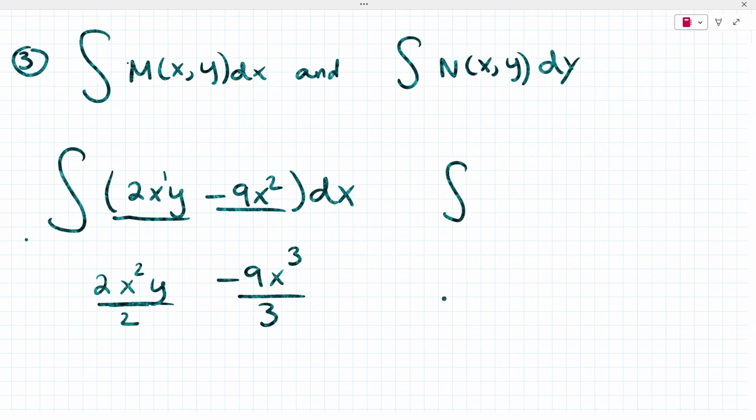And then over here, the integration of 2y plus x squared plus 1 of dy.